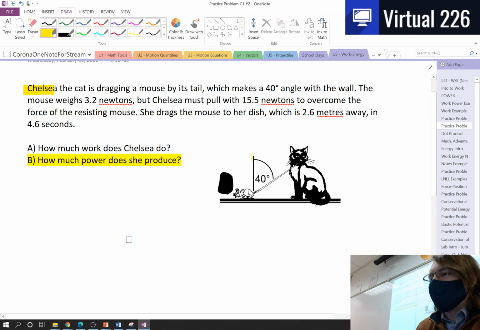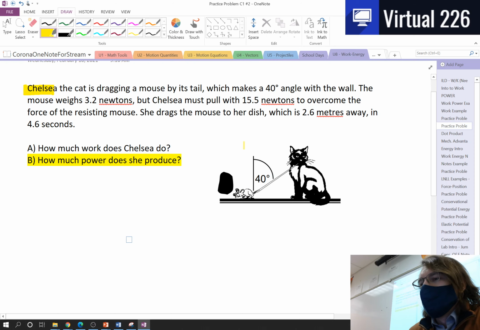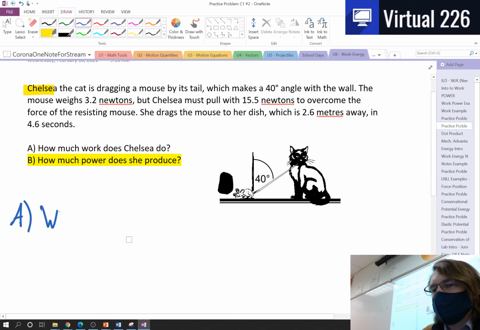So Chelsea the cat here is pulling a mouse from Unit 6 by the tail. And Chelsea's making a 40-degree angle with the wall here. The mouse has a weight of 3.2 newtons, and Chelsea's pulling with 15.5 newtons to overcome the force of the resisting mouse. She drags the mouse to her dish, which is 2.6 meters away, and she does it in 4.6 seconds. So in part A, how much work does Chelsea do?